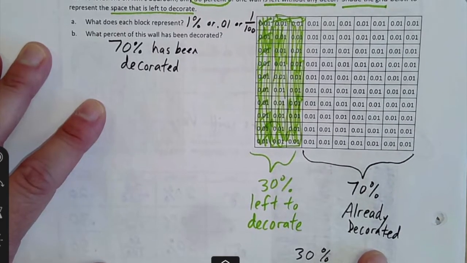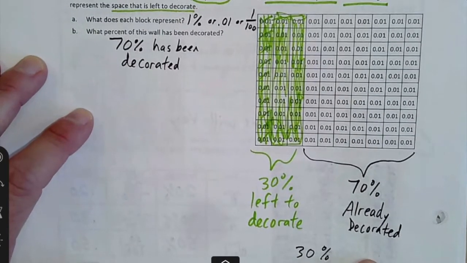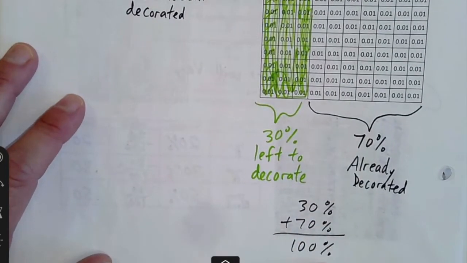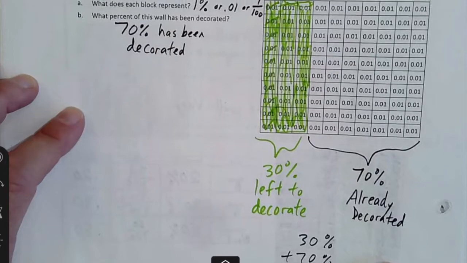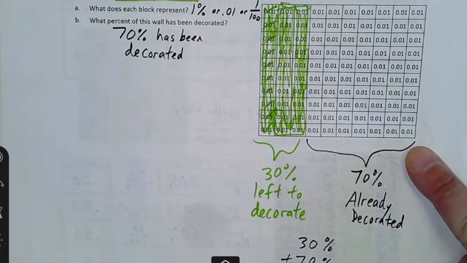So that's how I broke up mine, or what I wrote to help with mine, and 30 plus 70 gives me 100 total, right? So that shows what's left and what's already been decorated. It may help to organize your thoughts like that.